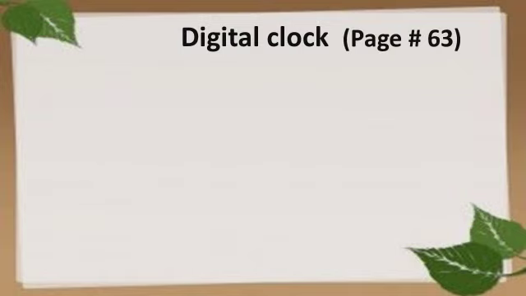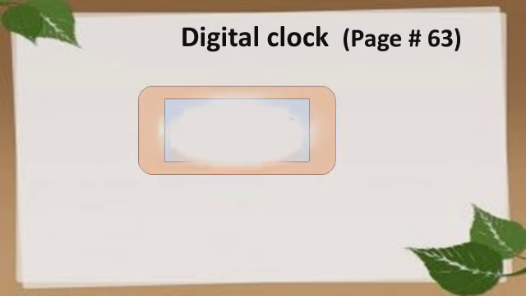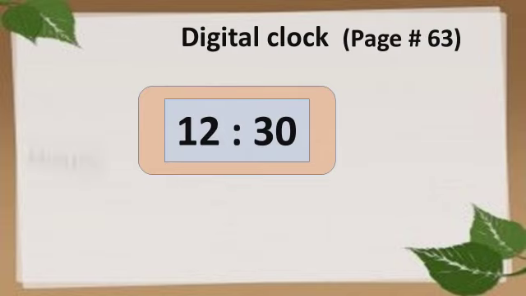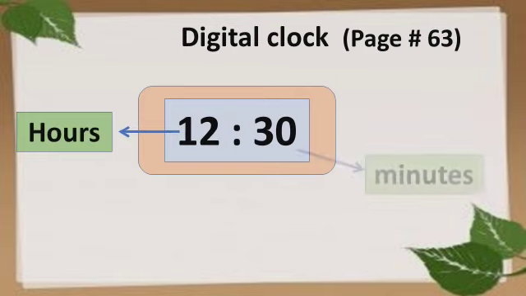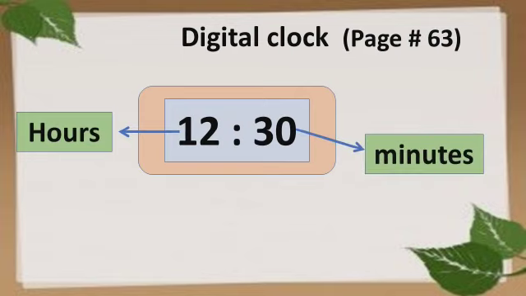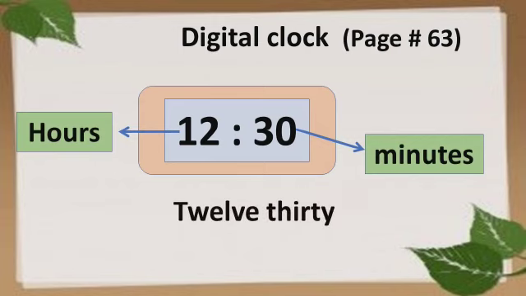Next, let's understand how to read the time on a digital clock. This is a digital clock in which we have two numbers, 12 and 30. 12 shows the number of hours and 30 shows the number of minutes. So the time on this digital clock is 12:30.